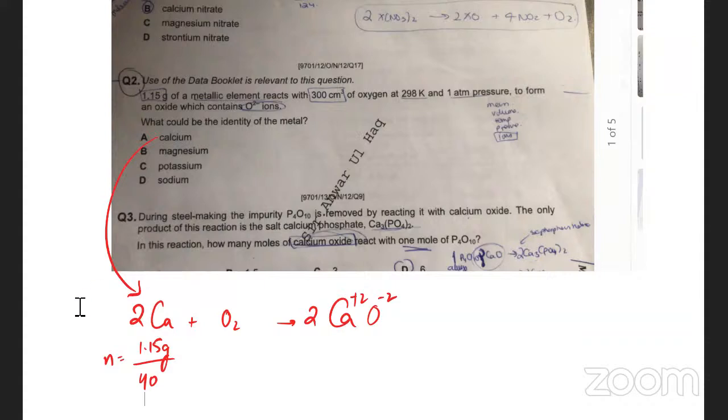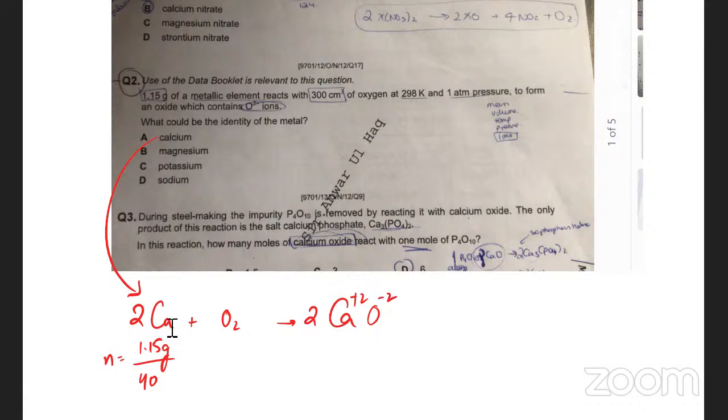What if we calculate the number of moles first? We are trying to calculate the number of moles. You don't need PV = nRT because this is room temperature, so you can use 24 dm³ to find out the moles of oxygen, because that's room temperature, right?